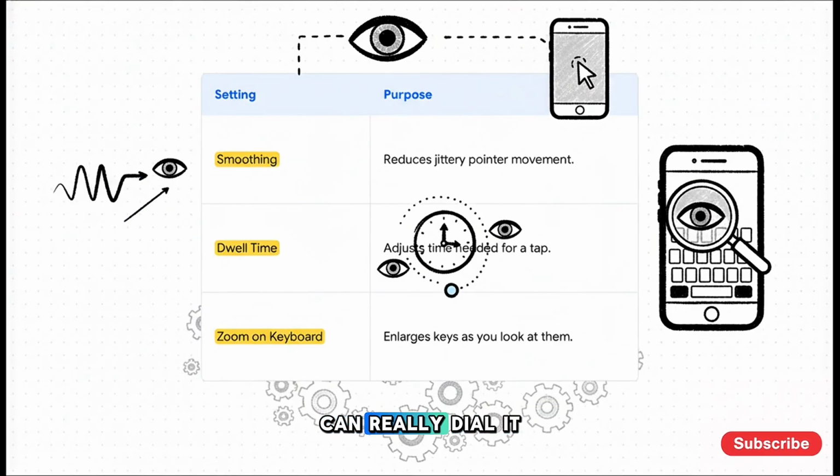This is where you can really dial it in. For instance, if the pointer feels a little too jumpy for you, you can turn up the smoothing to make it glide more. Want to tap faster? Or maybe you need a little more time to read an item before you click? You just adjust the dwell time. And my personal favorite is Zoom on Keyboard. When you turn this on, each individual key on the keyboard magnifies as you look at it, which makes typing with your eyes surprisingly precise.